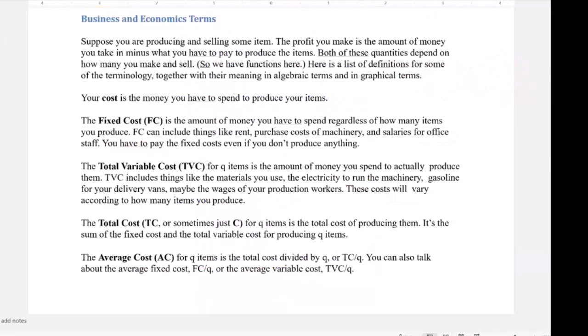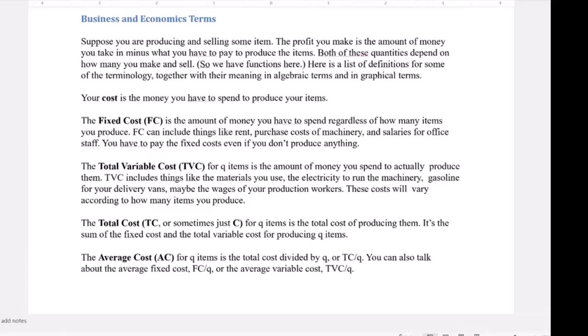Okay, so let's look at some business and economics terms. Suppose you're producing and selling some item. The profit you make is the amount of money you take in minus the amount of money you pay to produce the item. Both of these quantities depend on how many things you make and sell. So we have a function. Here's a list of definitions of some of the terminology with their meaning in algebraic terms and in graphical terms.